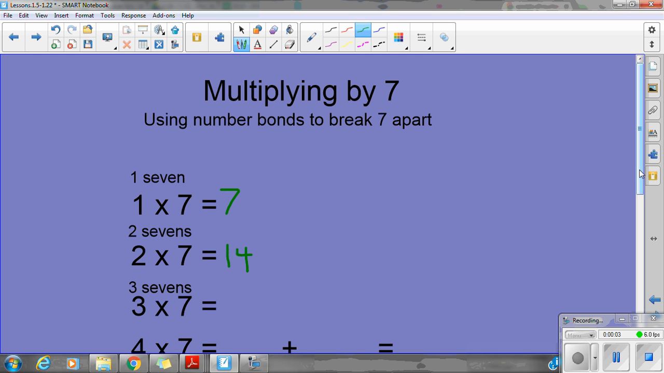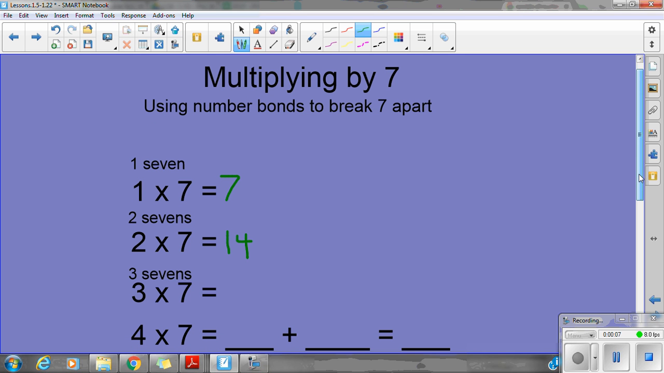Multiplying by 7 using number bonds to break 7 apart. When we start off multiplying by 7, we know that 1 times 7 is essentially 1 seven. And if you have 1 seven, you have a total of 7. Multiplying 2 times 7 is when you have 2 sevens. You have 2 sevens, that's 7 plus 7, that gives you 14.